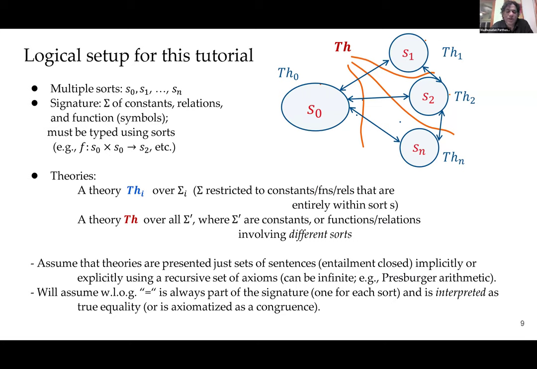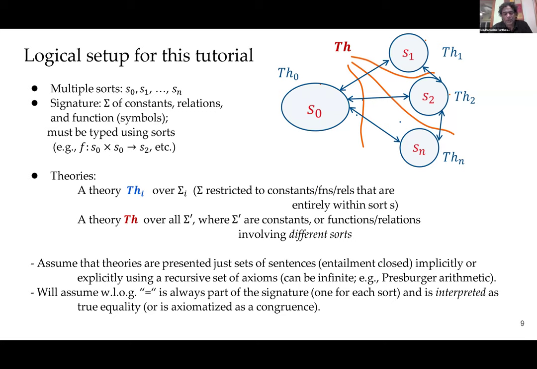So we are given a theory TH_i over sigma_i, where sigma_i is sigma restricted to constants, functions, and relations that are entirely within the sort S_i. So for every sort, you have functions, relations, and constants that involve only that sort, and you have a theory for that. You also have a theory TH which involves all the mixed sorts: functions and relations over two different sorts have another theory. So you have a combination of n plus one theories: theory i for each sort, as well as a mixed sort theory.